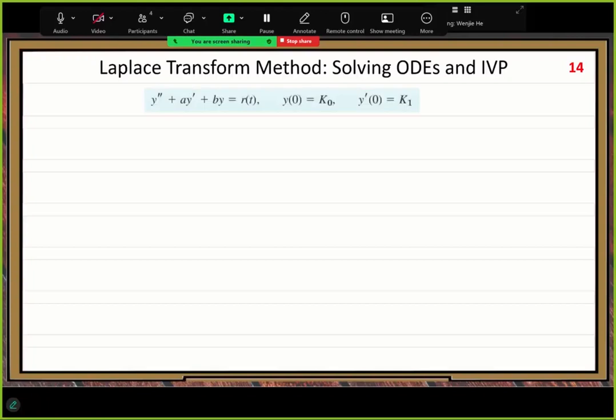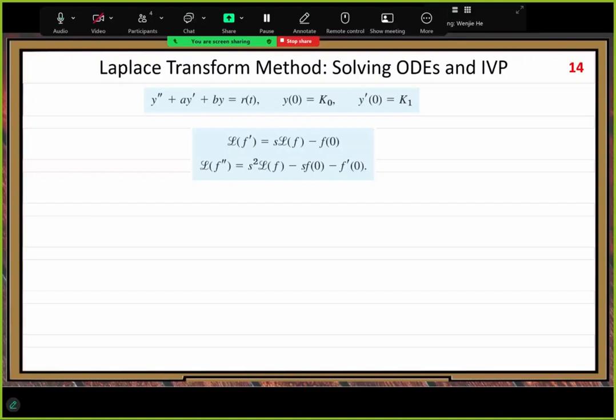So here, the general way is pretty straightforward. Let me give you the general way; we will leave the examples for next time. For this general IVP problem of a second order linear ODE, let's apply the Laplace transform to both sides.